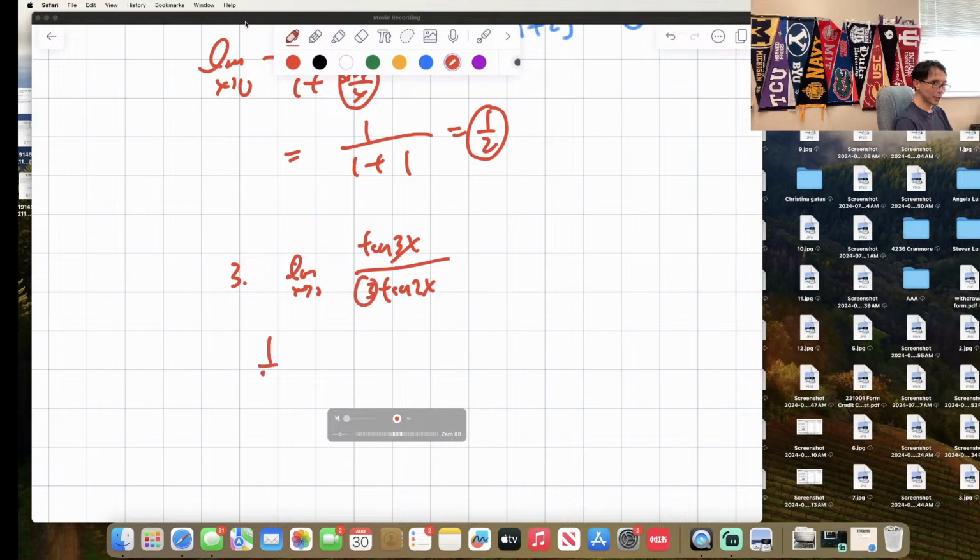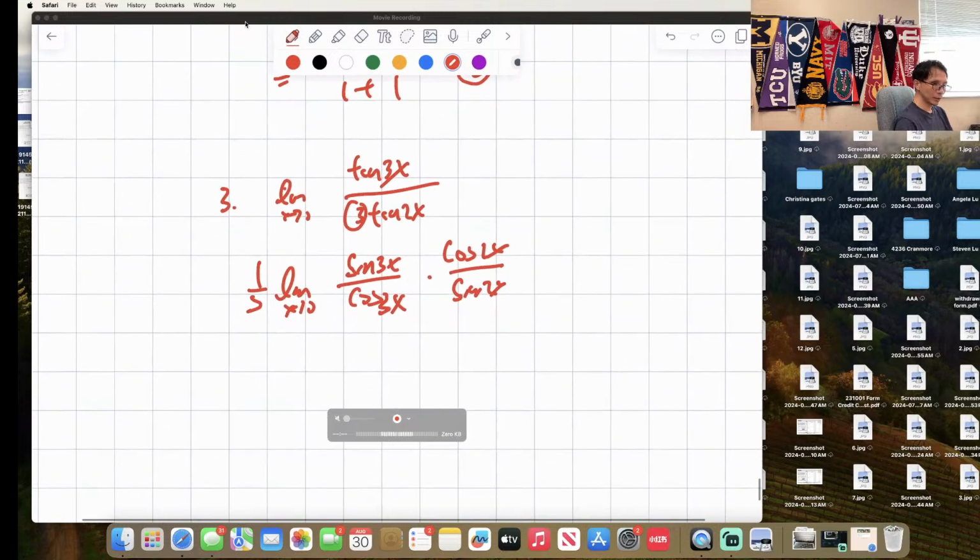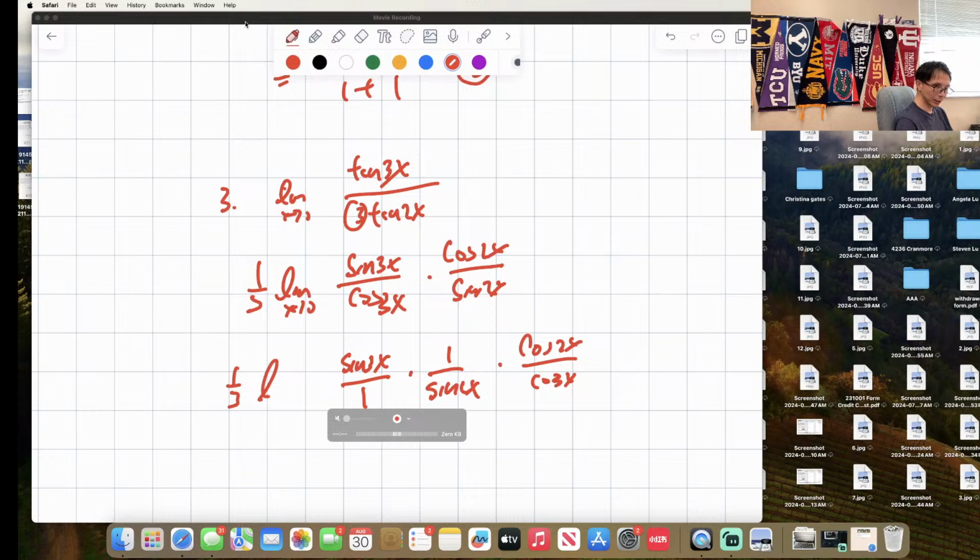I'm going to take the 3 outside because I think that will be easier to deal with, and this is going to be sine of 3x over cosine of 3x times cosine of 2x over cosine of 2x. Does that make sense? Now rearrange them: sine of 3x over 1 times sine of 2x over 1 times cosine of 2x over cosine of 3x, with 1/3 and the limit as x approaches 0. Obviously, I need this to be a 2x and this to be a 3x, so I'm going to multiply top and bottom by 2 times 3x.